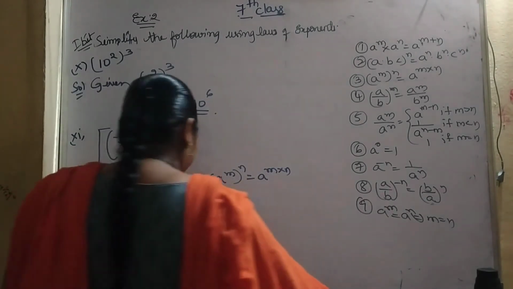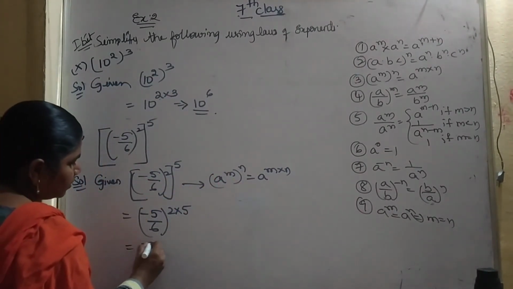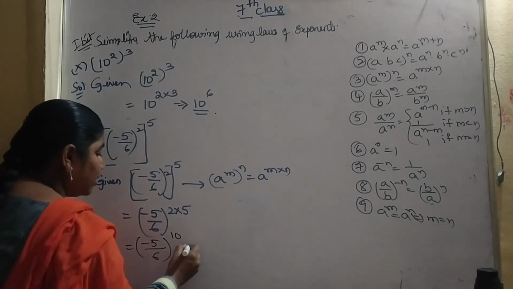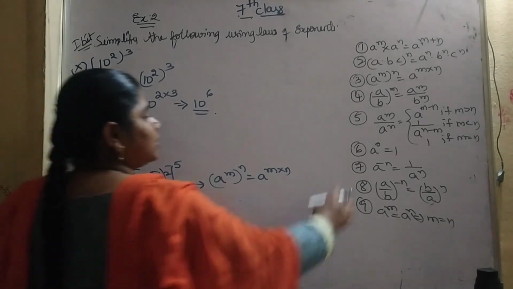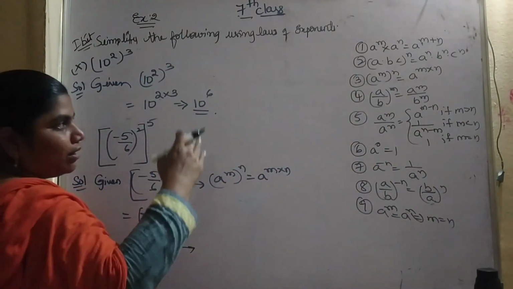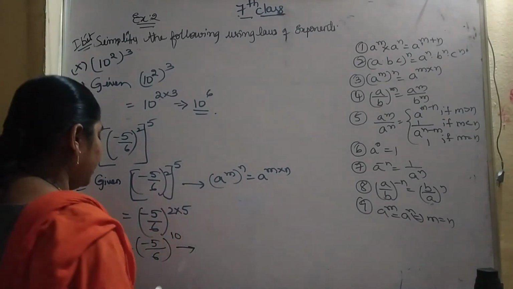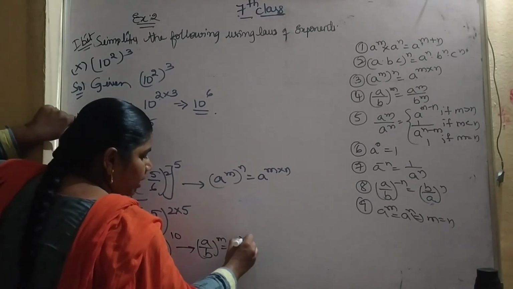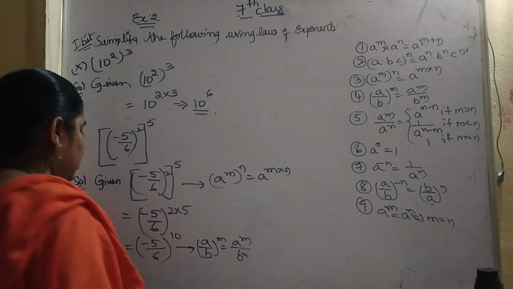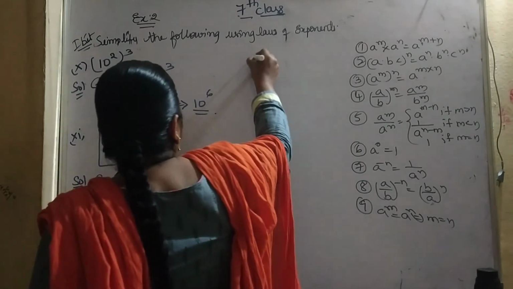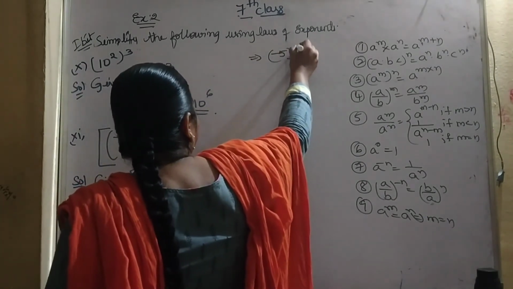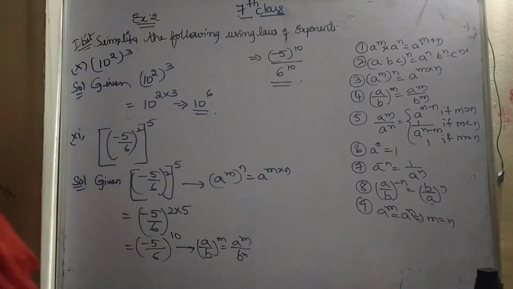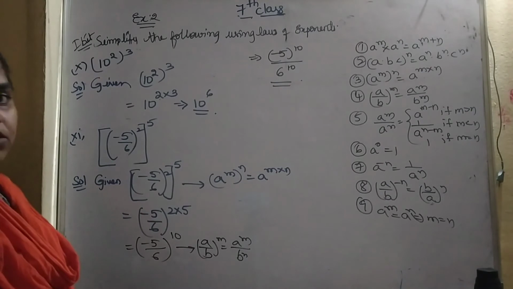Now you multiply the powers here, that is 5 by 6 whole power, 2 times 5 will be 10. Here again I can apply one more formula, that is a by b whole power m, which I can write in the form of a power m by b power m. If I write that in that form, that will be minus 5 to the power of 10 by 6 power 10 is our answer. So this is our 11th solution.